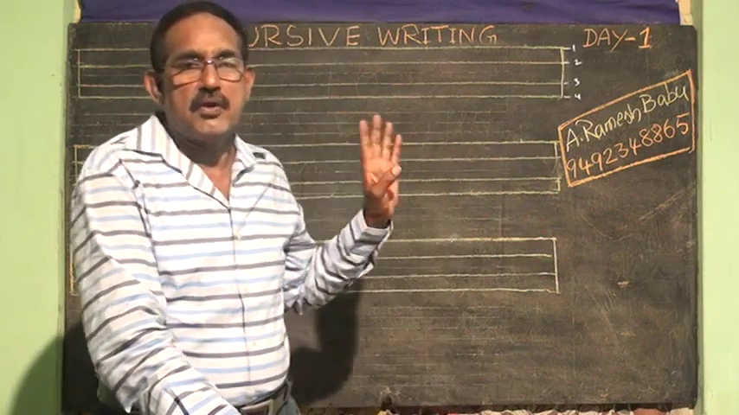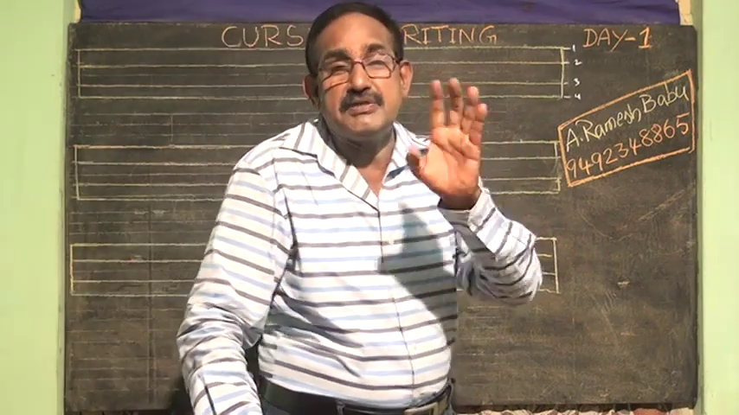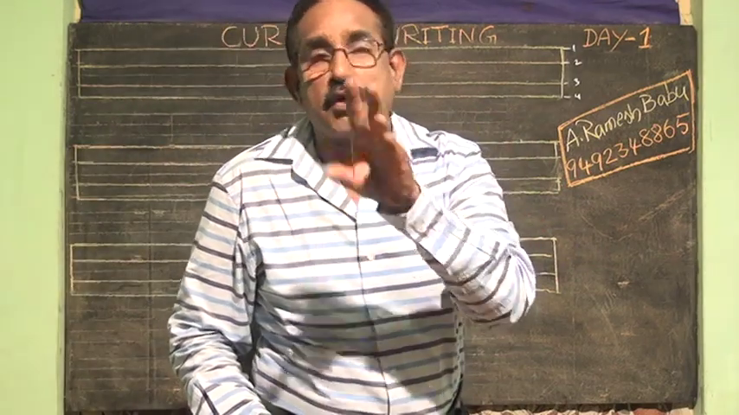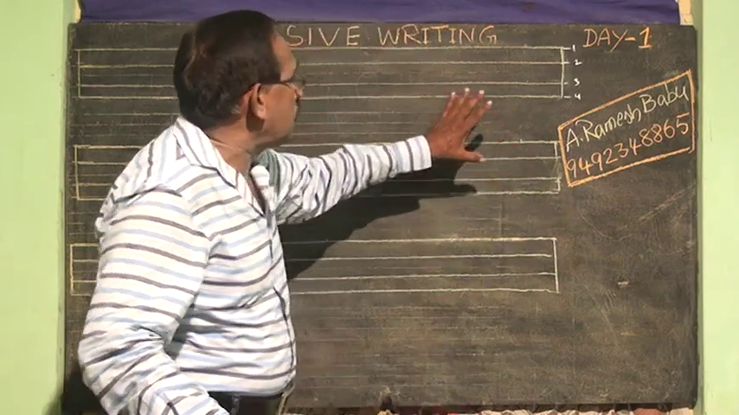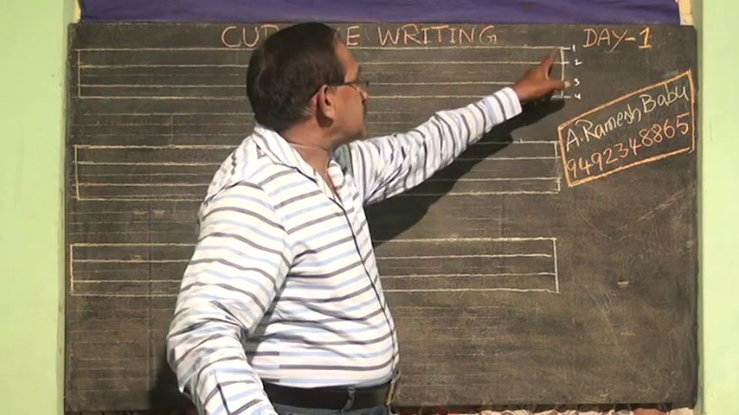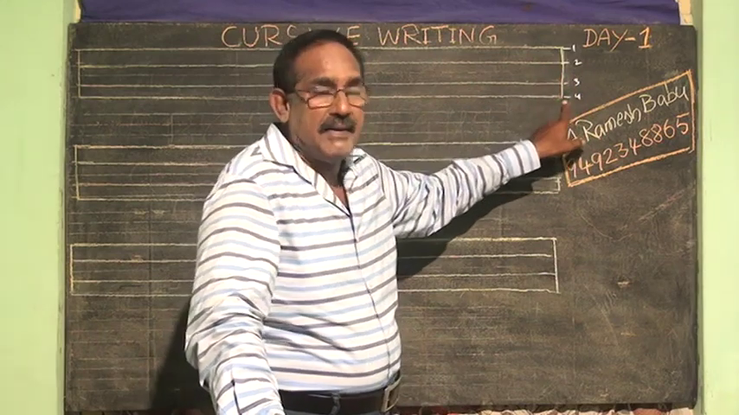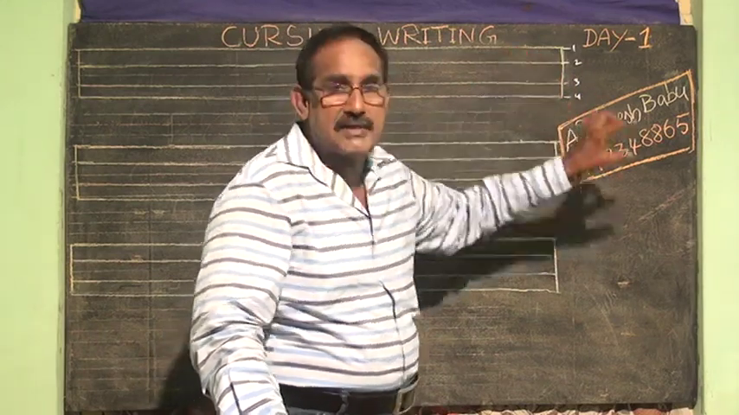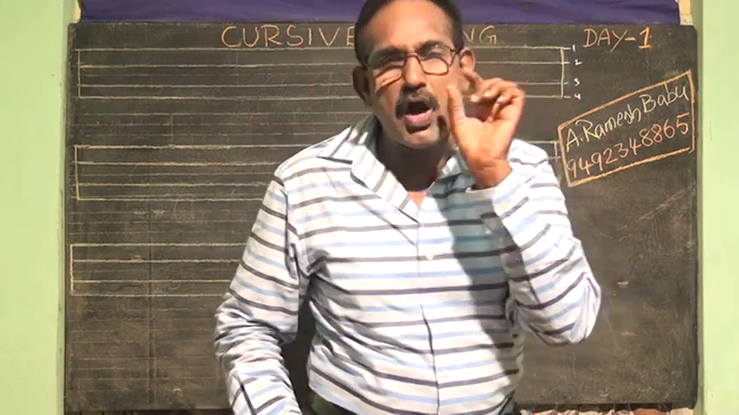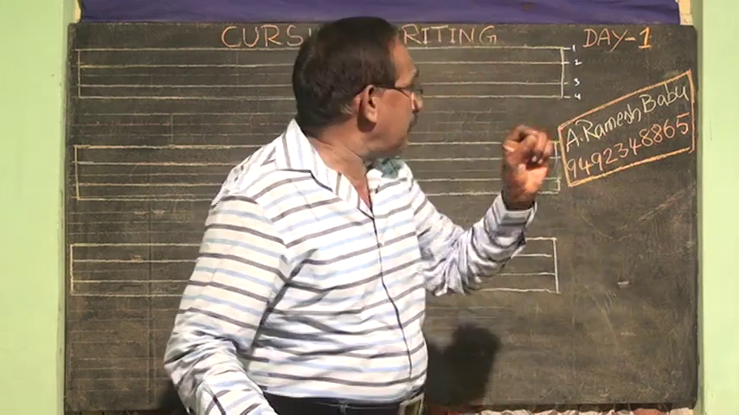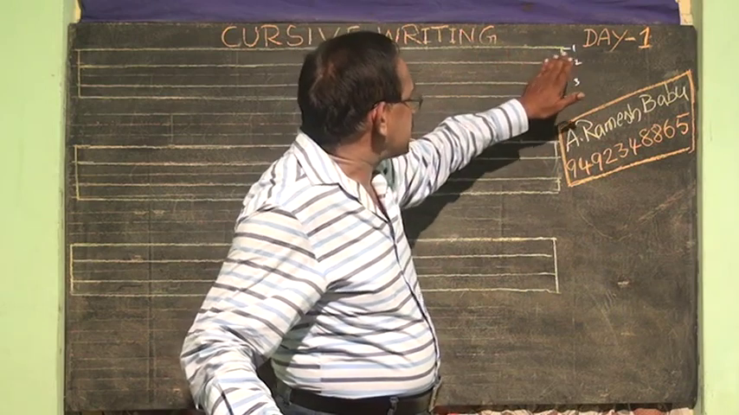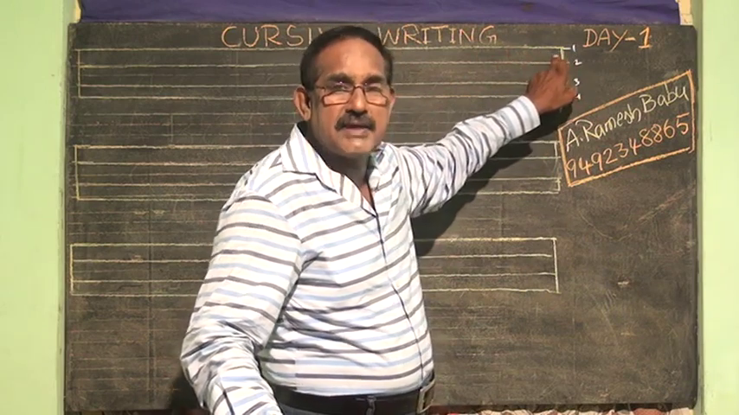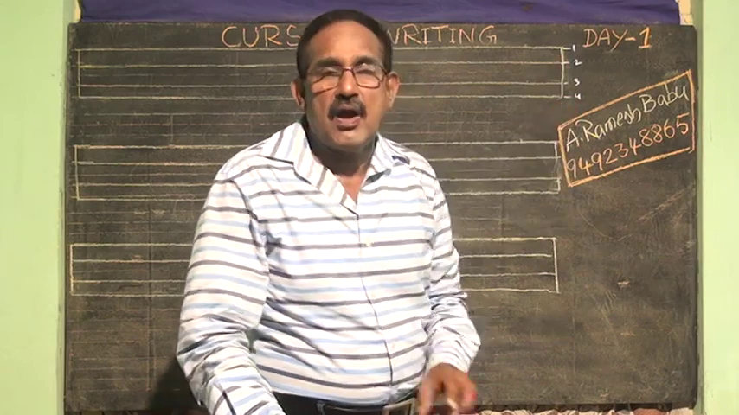Small letters means we do not start with A, B, C, D, E, F. No, that is the wrong way. In the 4-line method, there is first line, second, third and fourth line. The middle 2 lines are meant for small letters. All small letters start from the middle 2 lines only. Some letters touch the top line and some touch the bottom line.